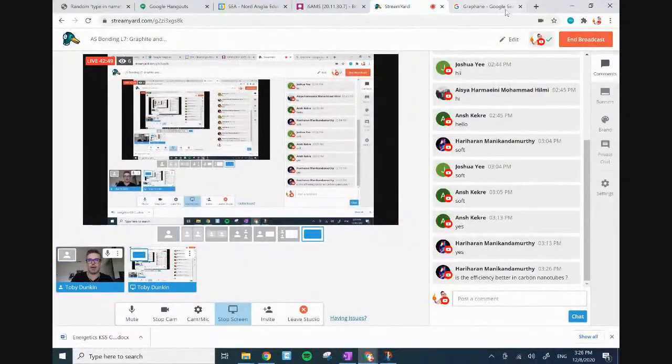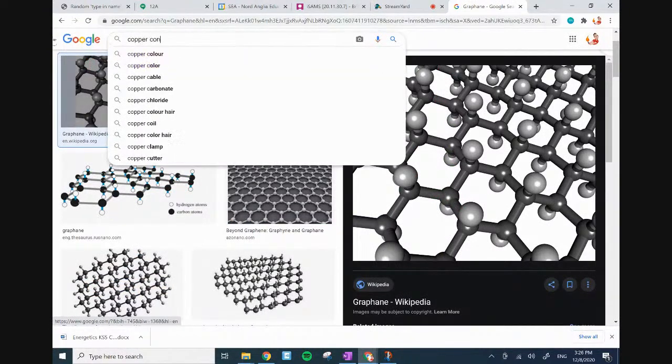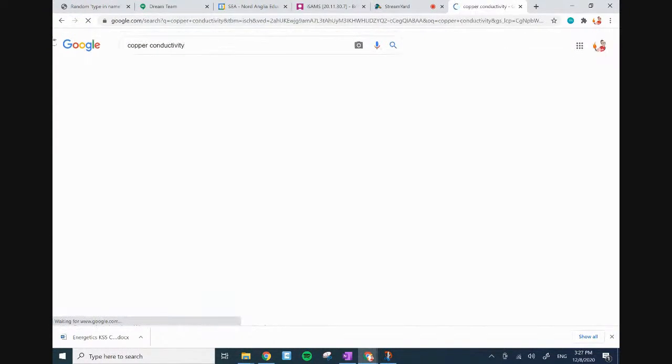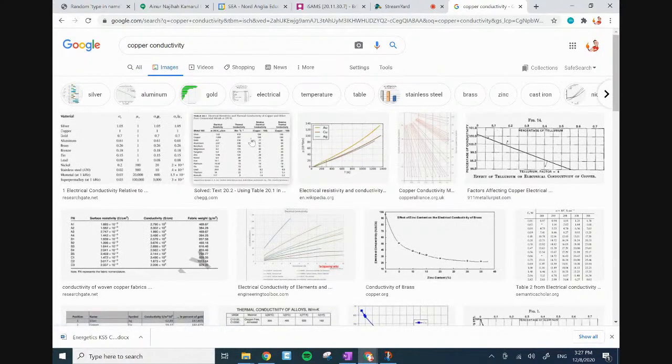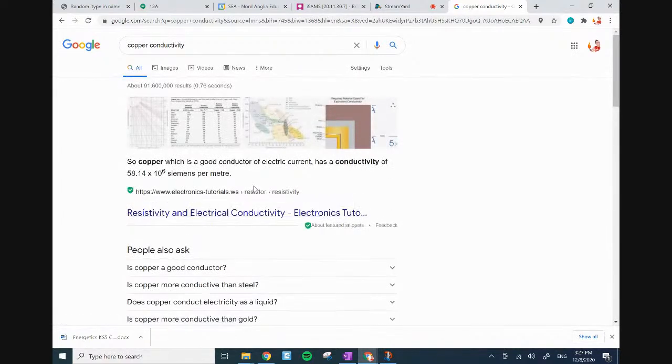I'm curious about that. So let's do copper conductivity, because there's going to be a measurement for it. I don't know what it's called though. Oh, so copper has Siemens per meter. That's hilarious. You've got to admit that's pretty funny. Yeah, it's how many Siemens you can put down the wire at one time per meter.